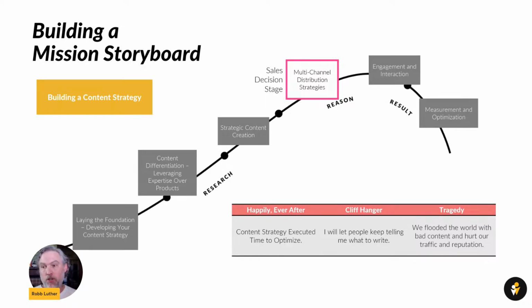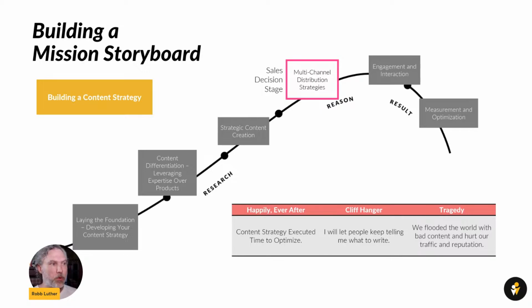This is the first time they've tried to do it. So that might be somebody coming off of a cliffhanger ending. A tragic ending is where they may have tried to do this in the past and they failed in a miserable way, and now they're thinking about trying it again. Understanding where they're coming from can help you prepare them for success when they're working with you.